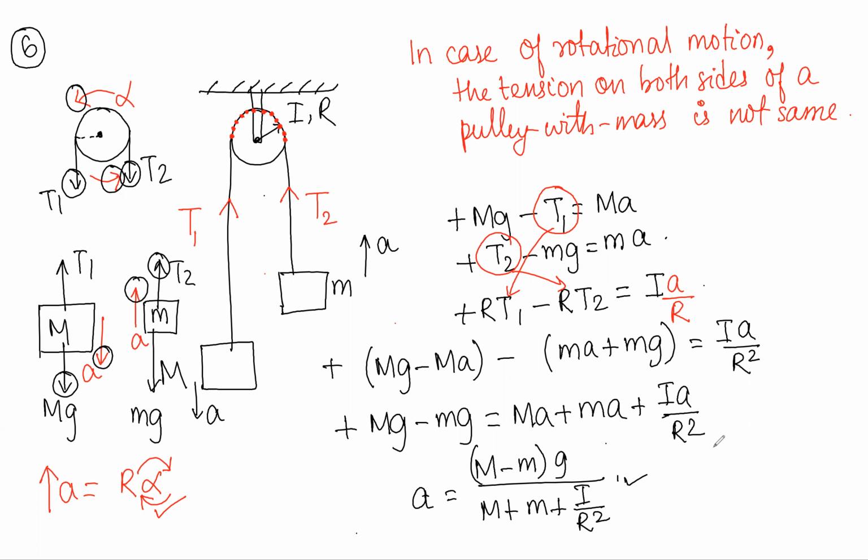The new thing over here is that in case of rotational motion, जब भी कोई चीज like there is a rope passing over a pulley, the tension on both sides of the rope is not going to be the same. On one side of the rope, the tension is going to be a little higher.